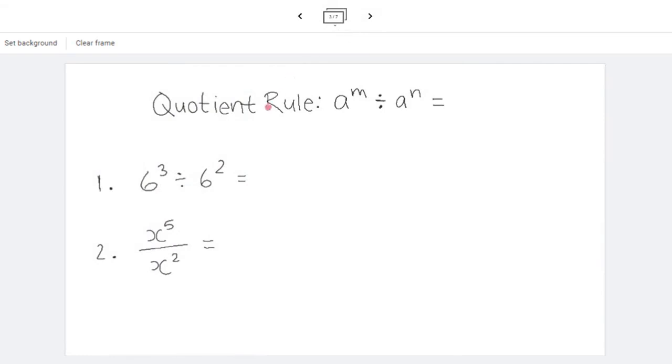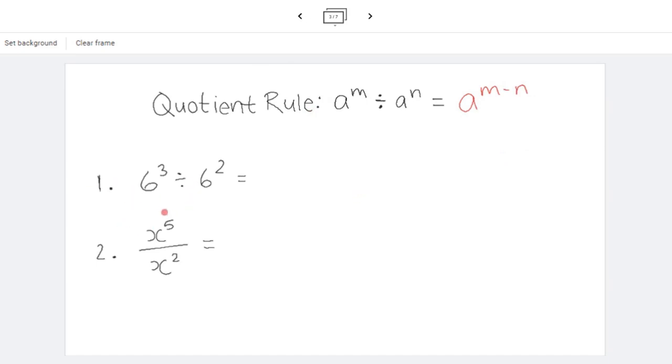Our next rule is the quotient rule, okay? So that's going to be a to the power of m divided by a to the power of n, okay? And this also follows the rule that your bases have to be the same. So for the quotient rule, we subtract the exponents. So this would be a to the power of m minus n, okay? So for the quotient rule, we subtract, and for the product rule, we add, okay?